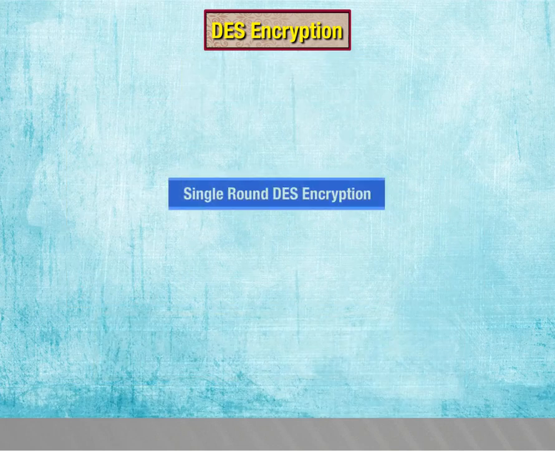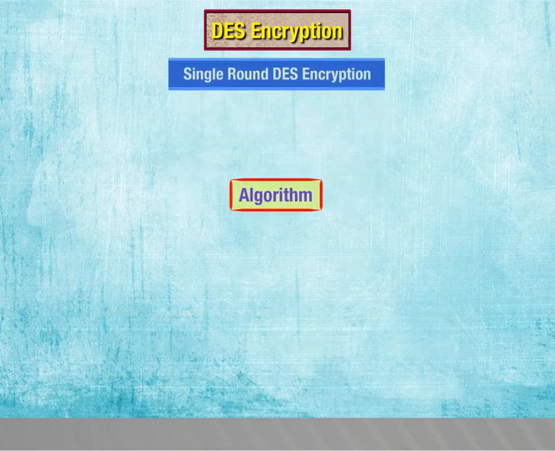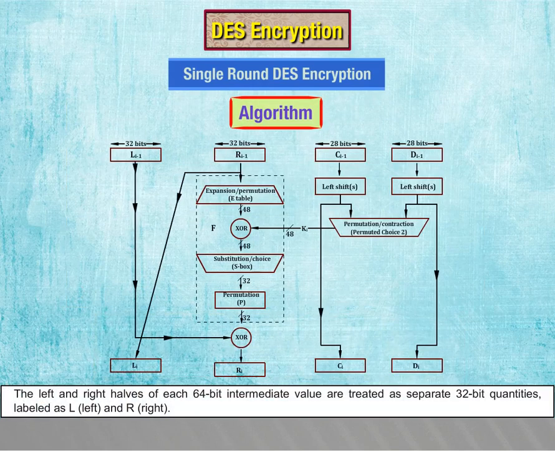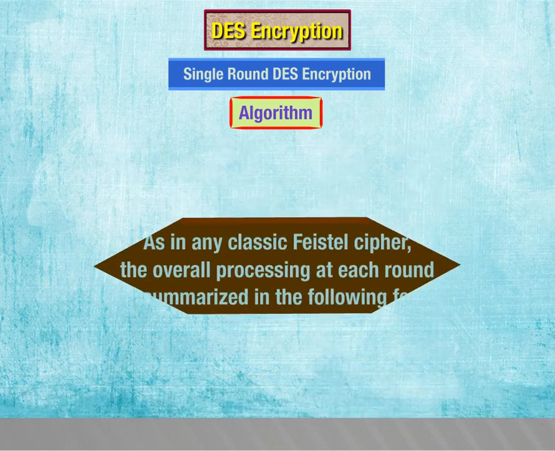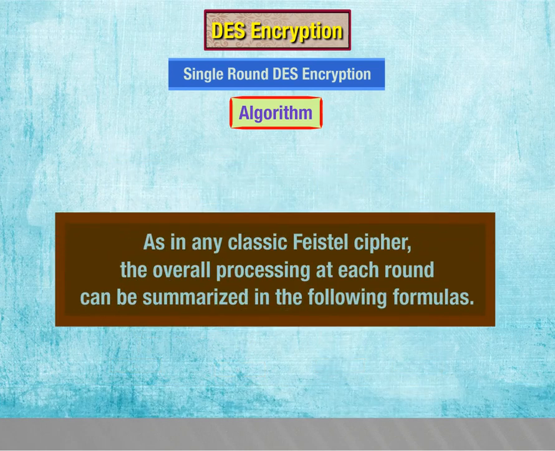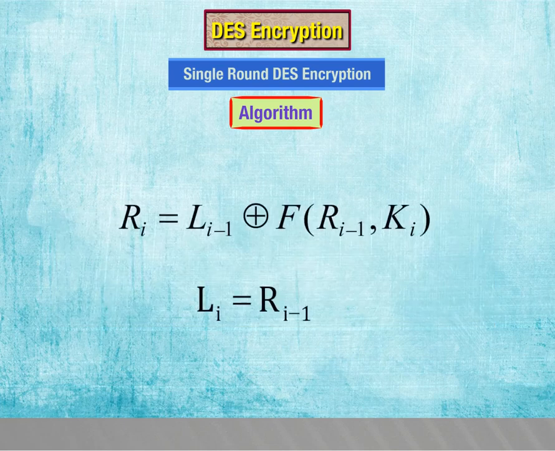Single round DES encryption algorithm. The left and right halves of each 64-bit intermediate value are treated as separate 32-bit quantities labeled as L (left) and R (right). As in any classic Feistel cipher, the overall processing at each round can be summarized in the following formulas. Ri is equal to Li-1 XOR f of Ri-1, Ki. Li is equal to Ri-1.